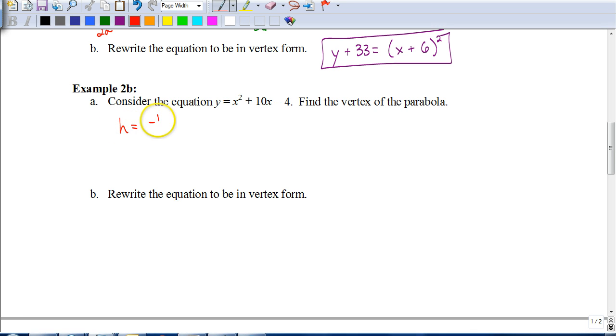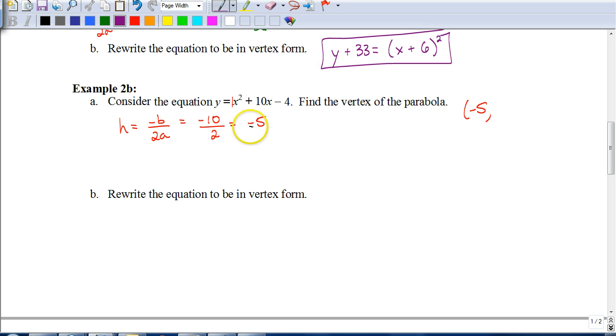Again, to find h, we take the opposite of b divided by 2a. The best way to memorize a formula is to write it down every time we use it. So it's the opposite of 10, which is negative 10. A in this case is, again, a 1, so 2 times 1 is 2. So I get my h is negative 5.